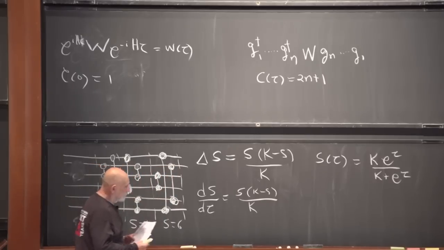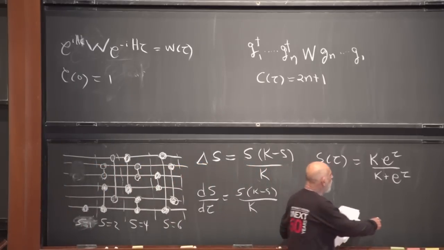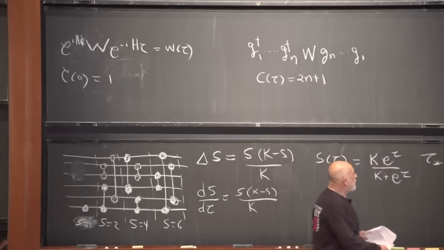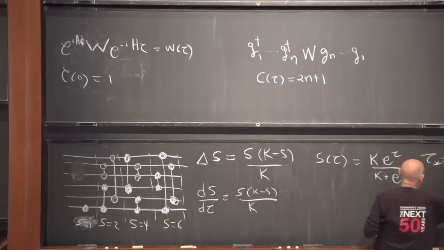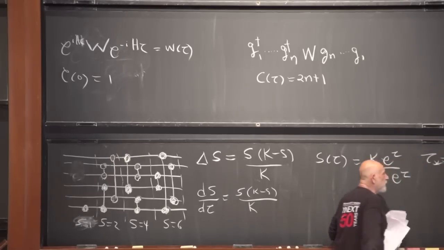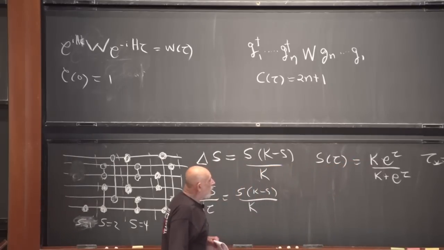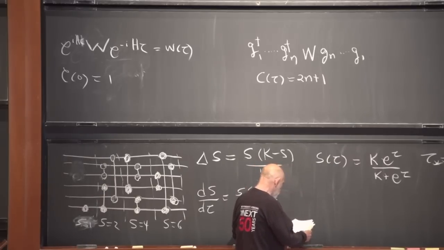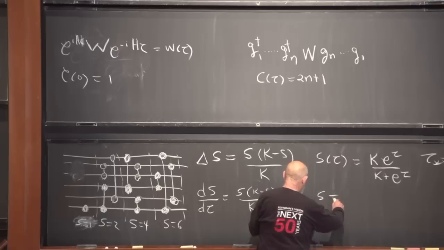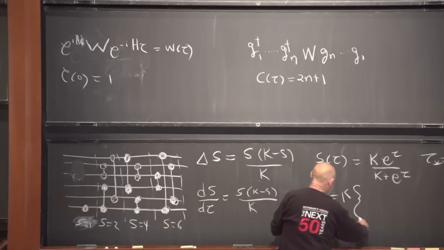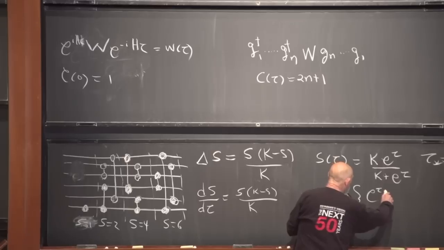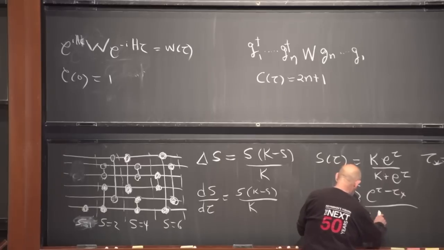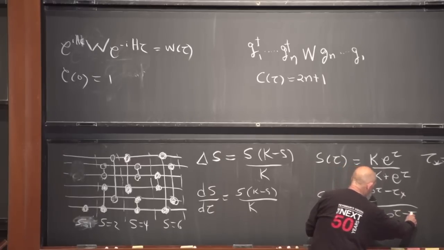Let me rewrite that. I'm going to define tau star, the scrambling time, and I'm going to set that equal to log of K. It is the standard scrambling time for this kind of circuit, log of K, but I'll assume you know that. Then we can write this in the following form, that S is equal to K times e to the tau minus tau star divided by 1 plus e to the tau minus tau star.